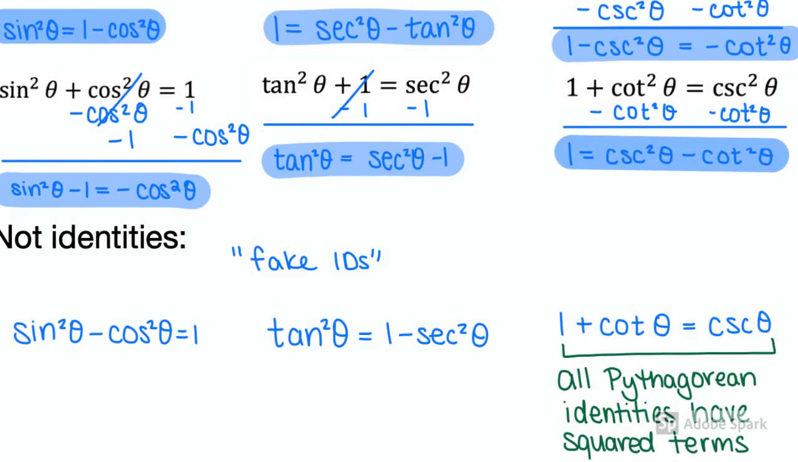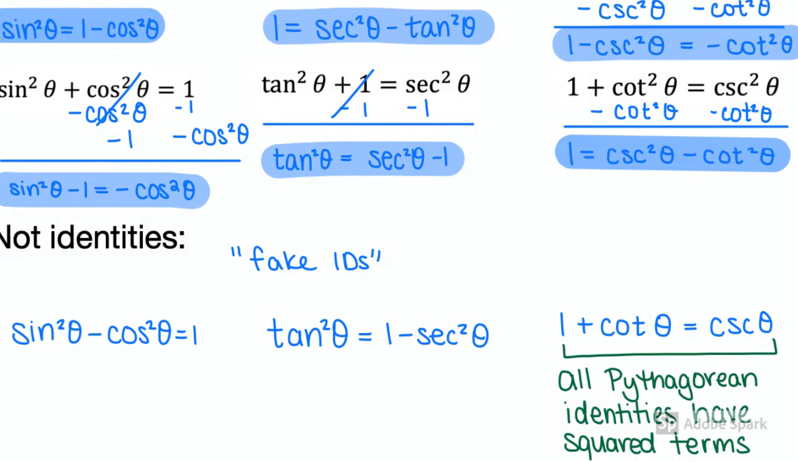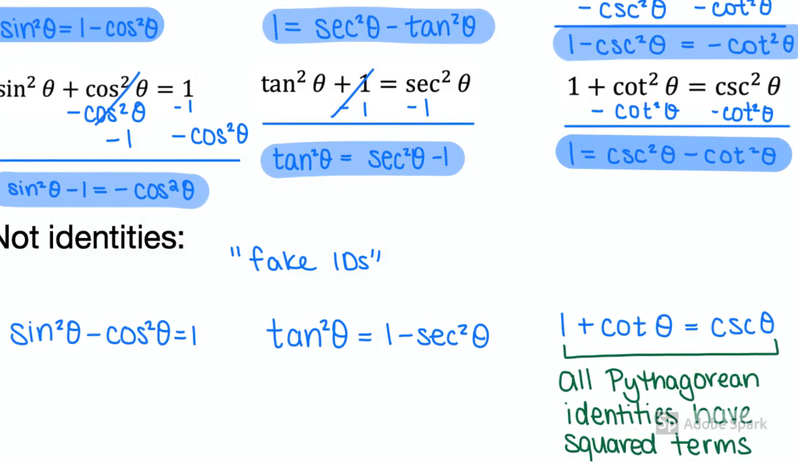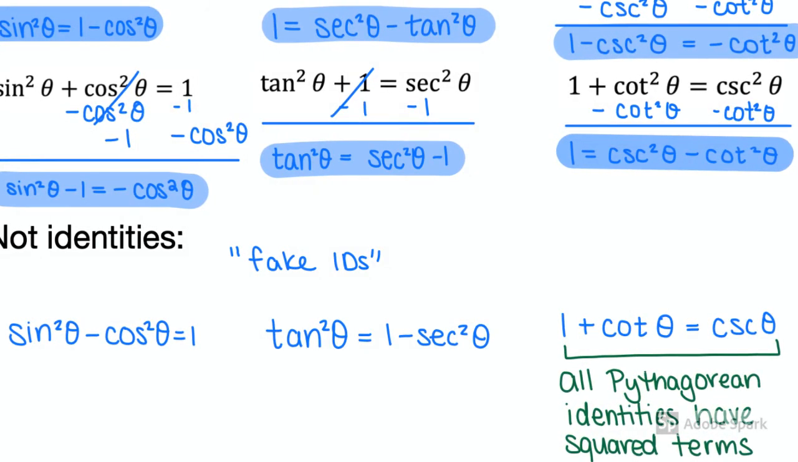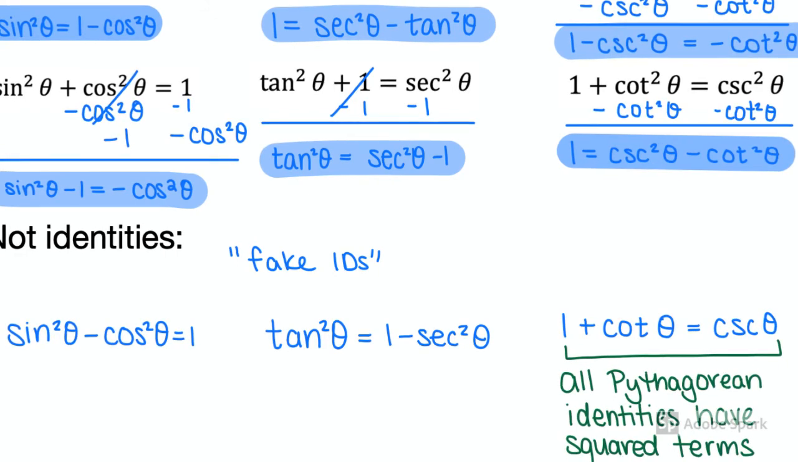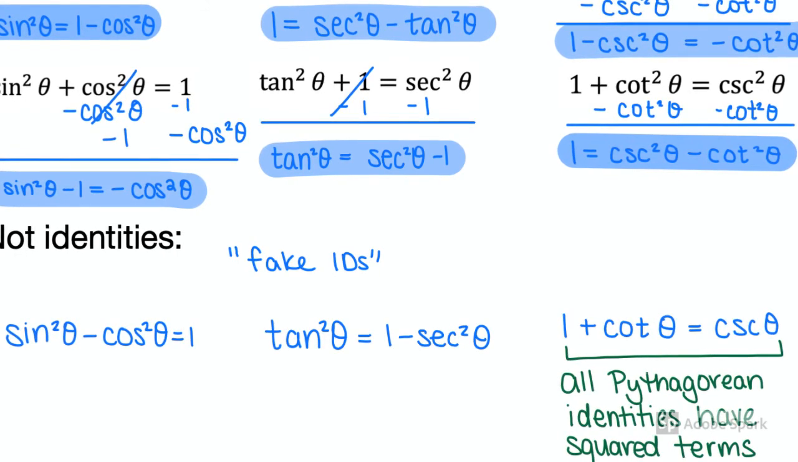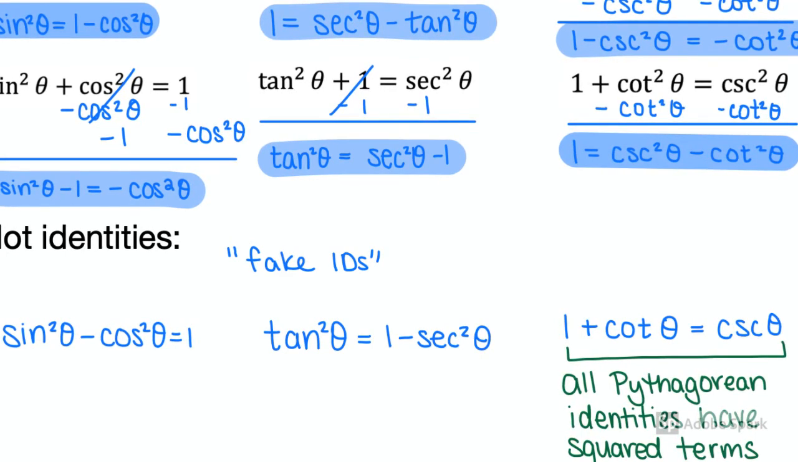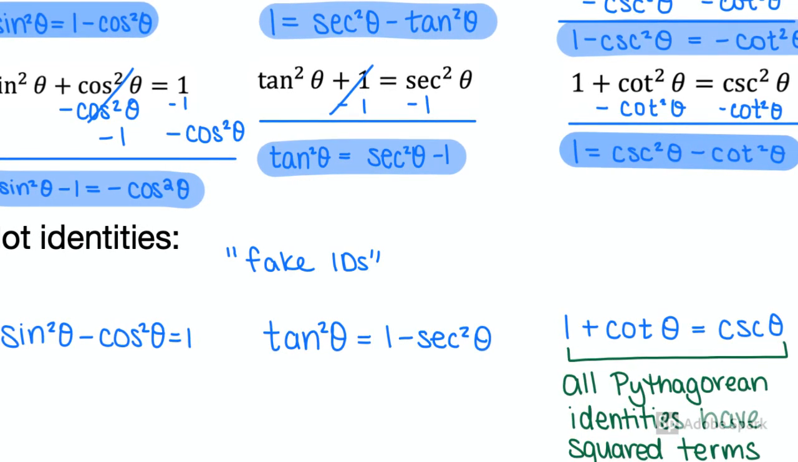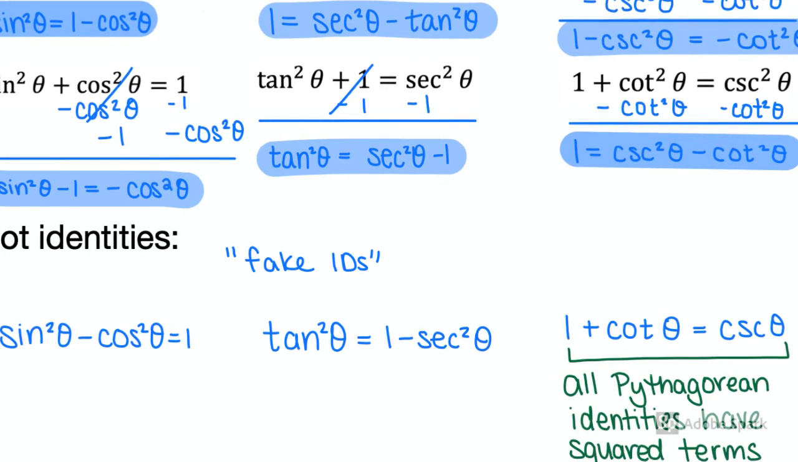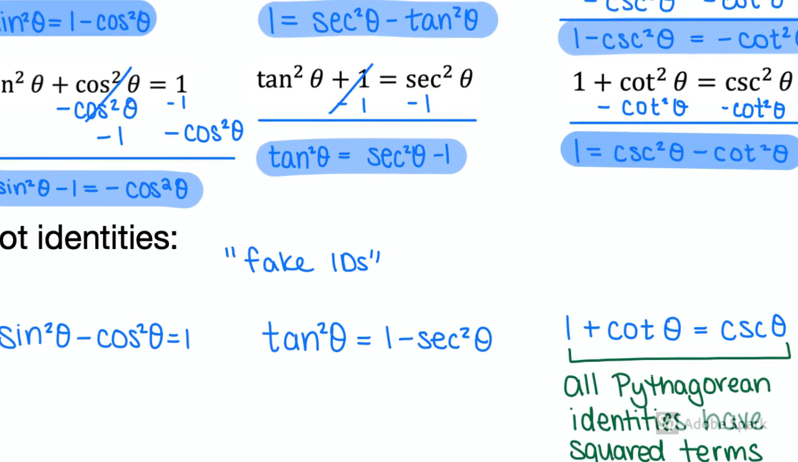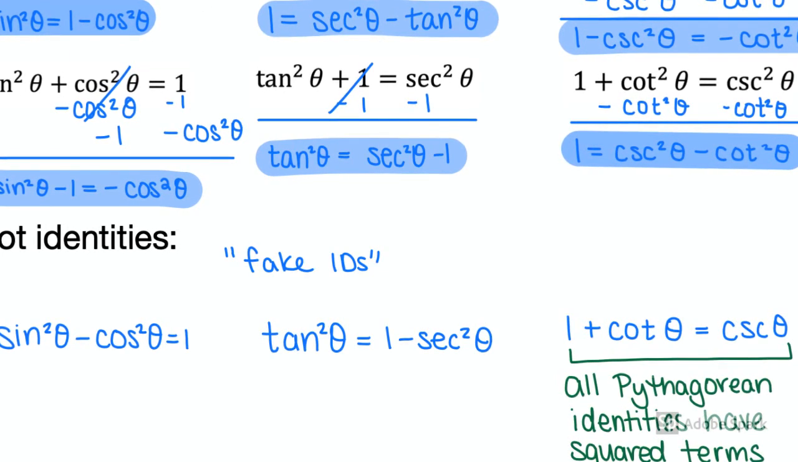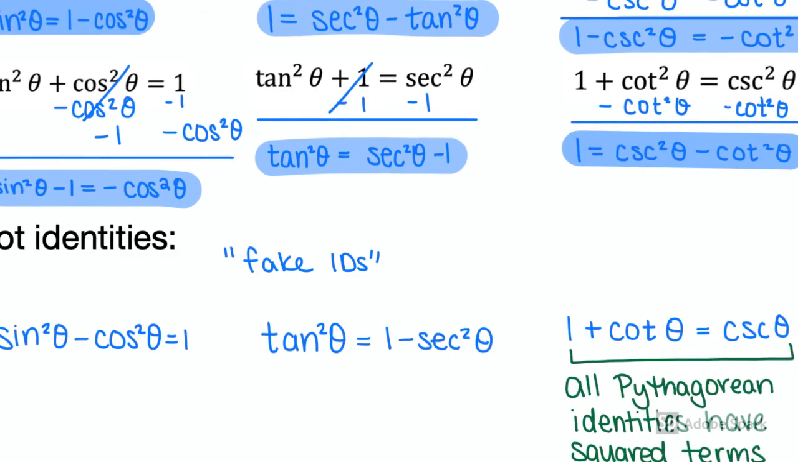Similarly, we know that tangent squared equals 1 minus secant squared has to be a fake identity because above we showed tangent squared equals secant squared minus 1, and it can't be equal to two different things. Finally, 1 plus cotangent theta equals cosecant theta is a fake identity. I can tell this because it's missing the squared terms, and all the Pythagorean identities have to have squared terms. These properties don't hold if the squares are missing.